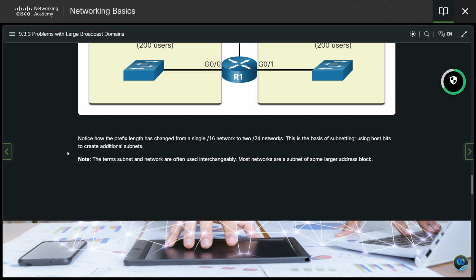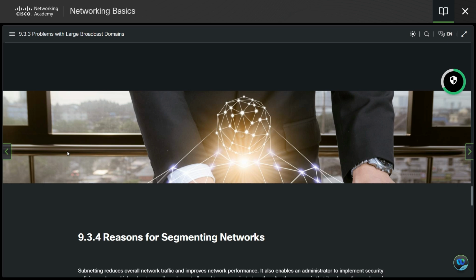Notice how the prefix length has changed from a single /16 network to /24 networks. This is the basis of subnetting, using host bits to create additional subnets. Note: the terms subnet and network are often used interchangeably. Most networks are subnets of some larger address block.